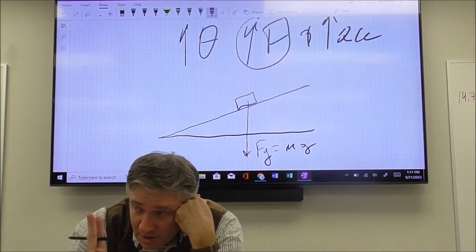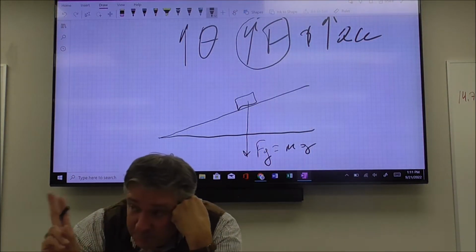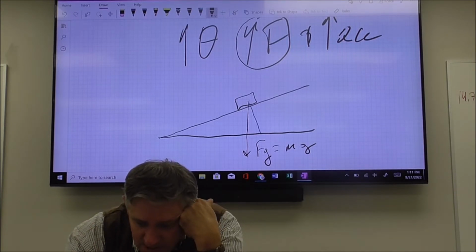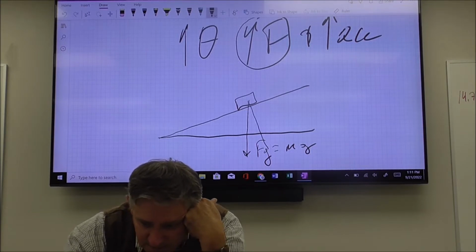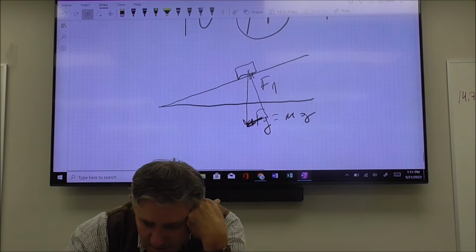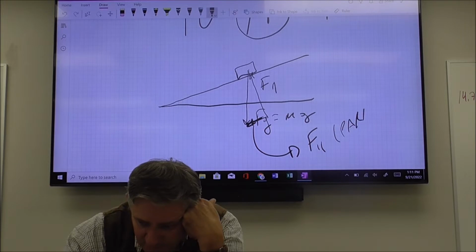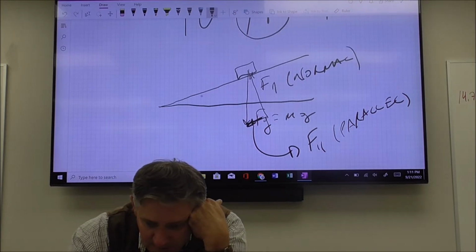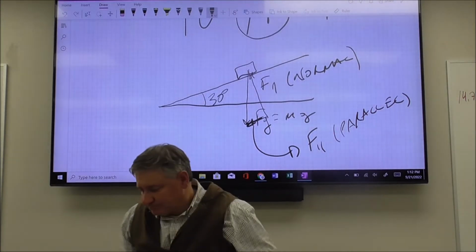Now, there's two ways you can draw this next triangle. I'm going to draw both of them. You pick whichever one you like best in terms of how you draw it. So we're also going to have a side over here, which we're going to call the normal force. And then we're going to have a force over here, which we're going to call force parallel. So this is our parallel force, and this is our normal force, okay?